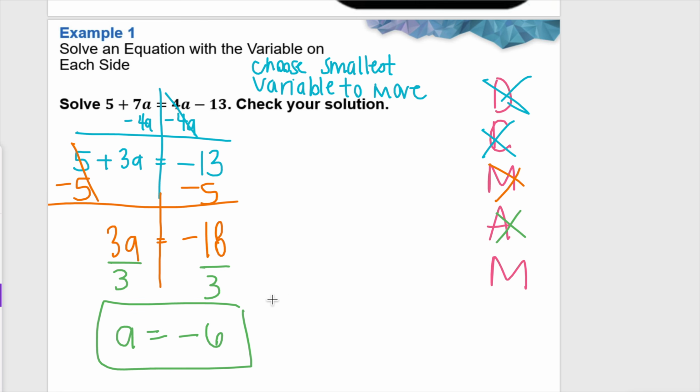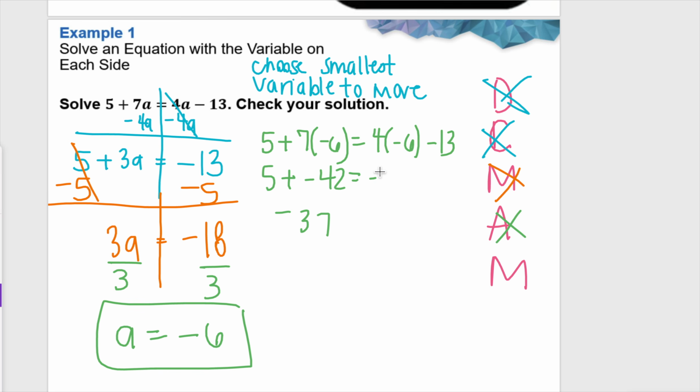In order to check my solution, I would just plug in negative 6 back into the equation. So 5 plus 7 times negative 6, that's 5 plus negative 42 or negative 37, should be equal to 4 times negative 6 minus 13. 4 times negative 6 is negative 24, and negative 24 minus 13 also gives me negative 37. Oopsies. So I know my answer is correct.